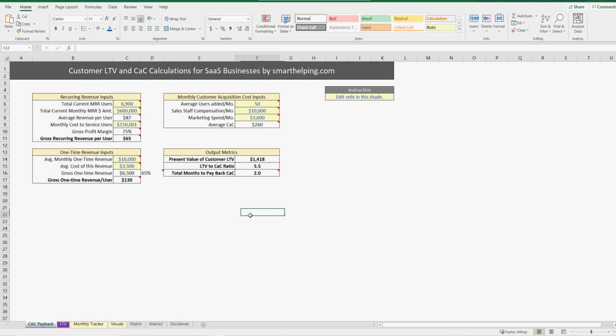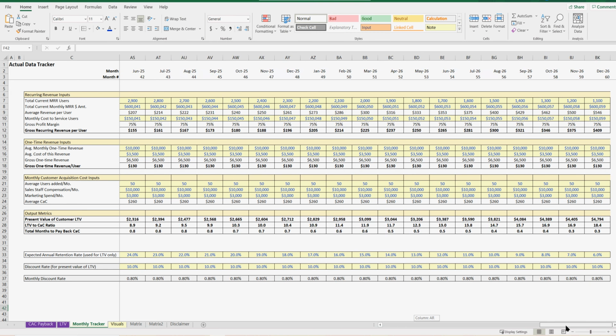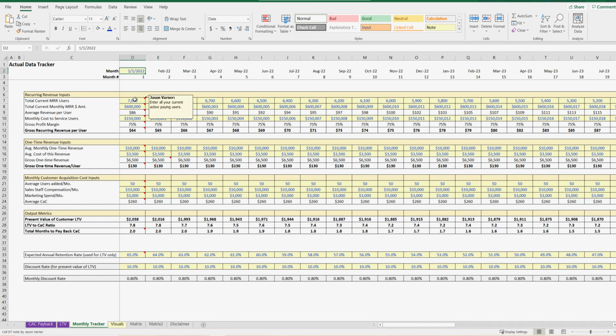And that flows all into here. So this is like its own little calculator as well. However, I thought, wait a second, we can track this on a monthly basis. I can make a sheet so once a company knows what goes into it, they can use the monthly tracker I did for 60 months. You go into your actual data, go to this month, and put in how many users you had, how much MRR, the cost of servicing those users, any one-time revenue and the cost of that revenue, how many users were added in the month, your sales staff compensation, and marketing spend. Based on those inputs, you get your CAC, present value of customer lifetime value, LTV to CAC ratio, and months to payback CAC.